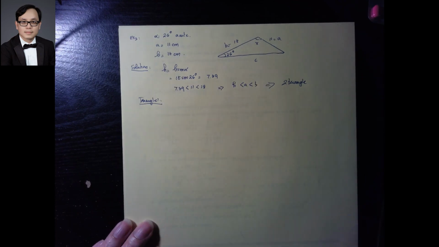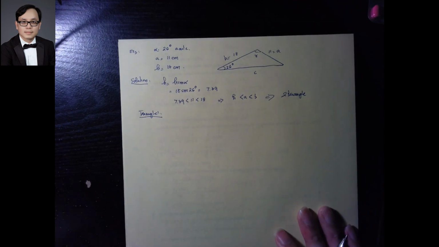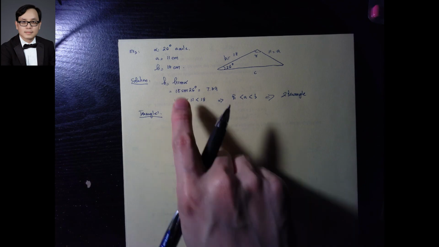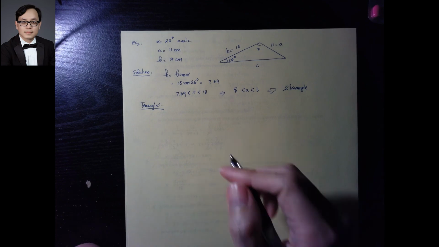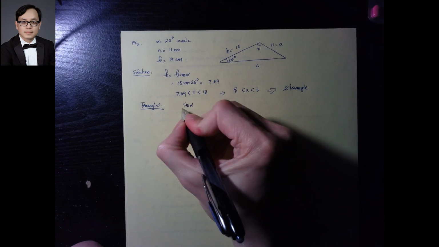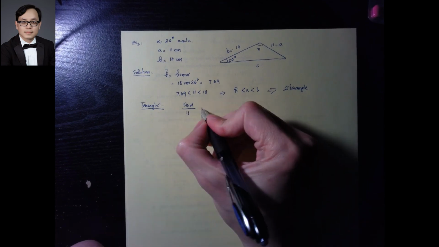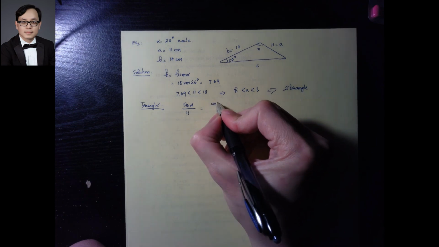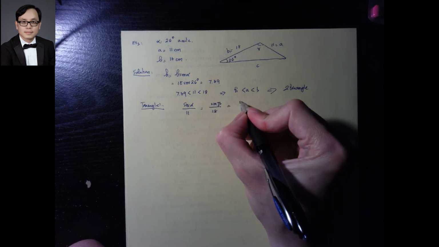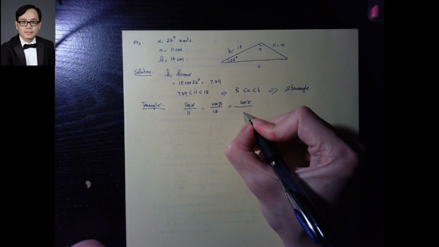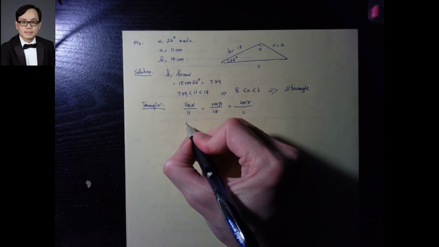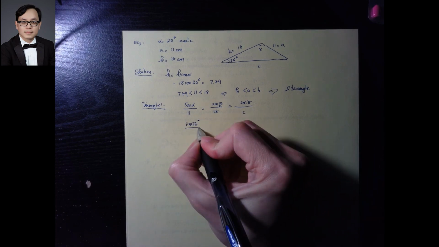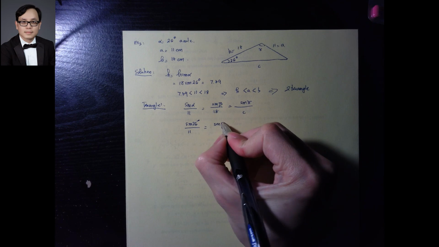Okay, so I'm going to show the first triangle for you. You have alpha already, so I just need to set up the law of sine. Sine of alpha over 11 equal to sine of beta over 18 equal to sine of gamma over c. We got alpha already, which is sine of 26 over 11 equal to sine of beta over 18.